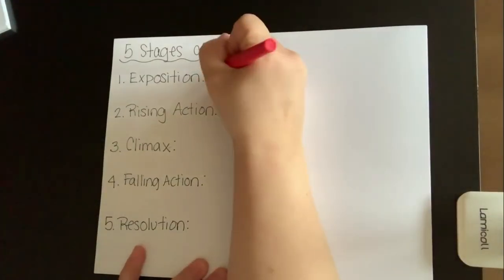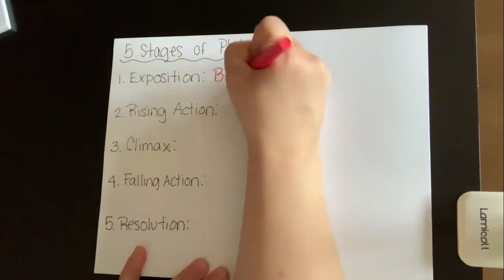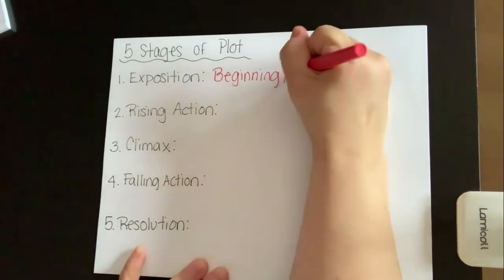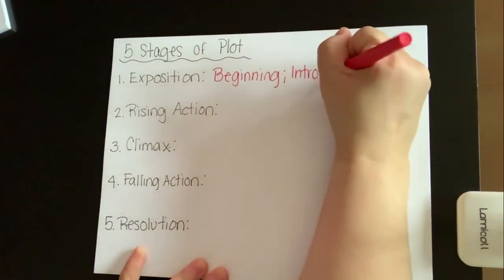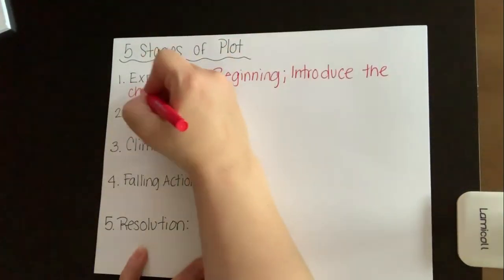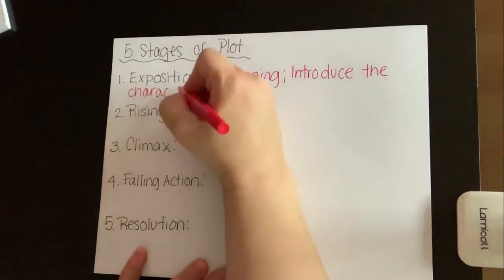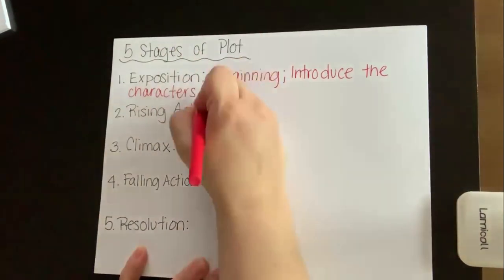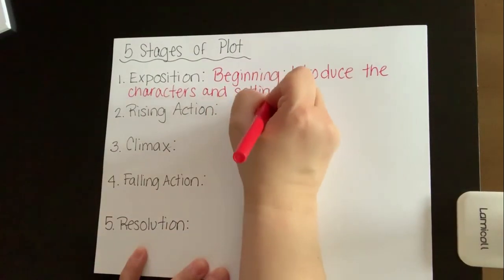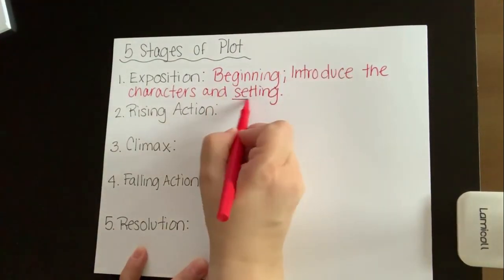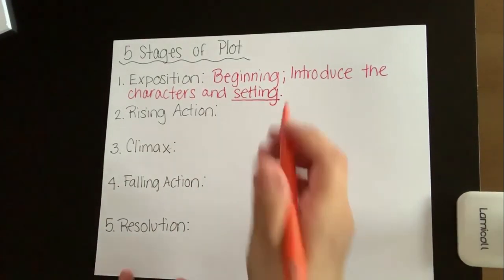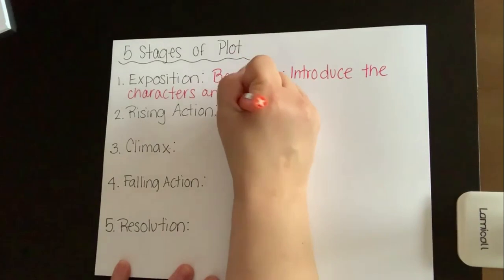The stages of plot go from exposition, then to rising action, to climax, climax to falling action, and then falling action to resolution. As you can see from the notes, the exposition is the beginning. We are introduced to characters, and we are introduced to the setting. Now, I want you to remember that setting is where and when the story takes place. So if you have a story taking place this year, it would be 7th grade, right? It would be 2019 to 2020, anytime in this span.